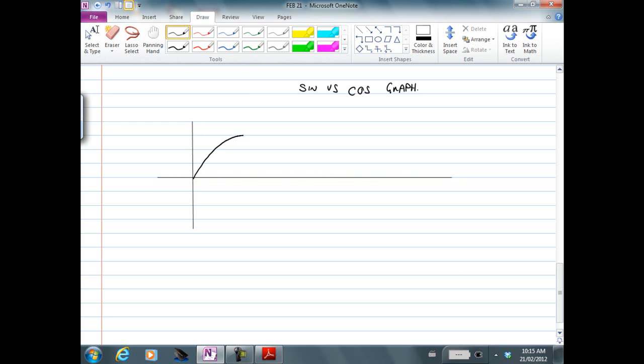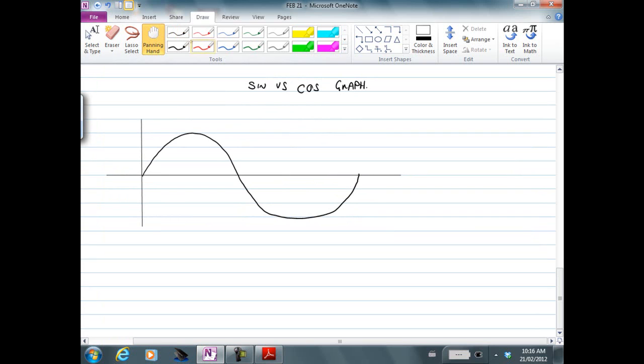My sine graph, let's draw a nice one. Goes up, curves, goes down. That's the sine graph. I want you to draw 2 cycles, please. So I'm going to draw this again. Up, and down. So here's 2 cycles of a sine graph.